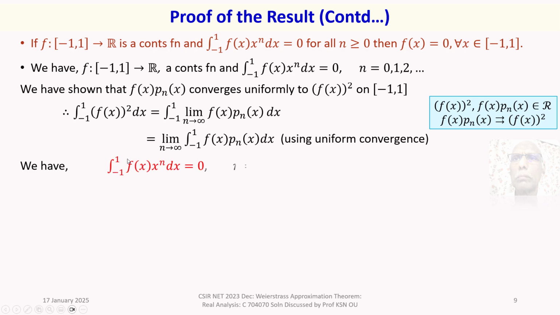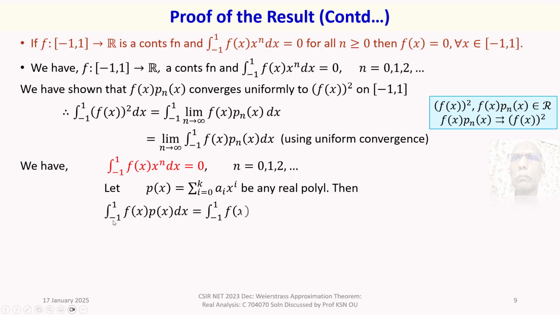We have the integral from minus 1 to plus 1 of f of x to the power of n dx is equal to 0, for n equal to 0, 1, 2, and so on and so forth. It is given to us. Now let us take any polynomial. P of x is equal to sigma i equal to 0 to k of a i into x to the power of i, be any real polynomial.